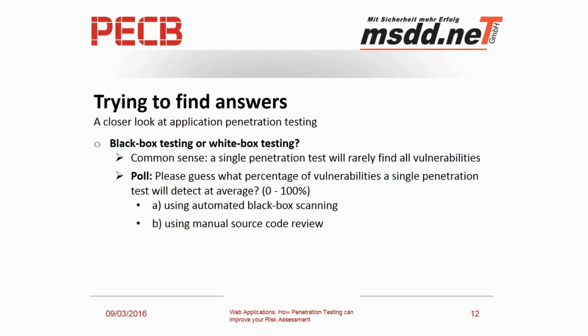And we have 70% of people responded. 67% voted for using automatic black box scanning, and 33% voted for using manual source code review. Okay. So now let's have a look at the numbers which the study came up with.